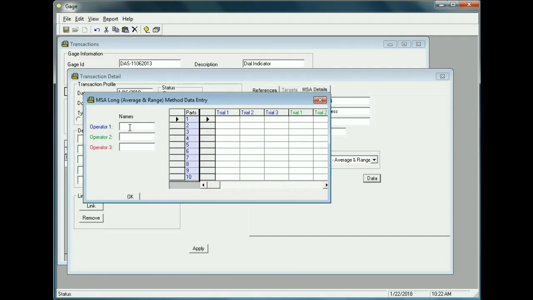Now, we have color-coded the columns so that the first 3 columns here, in blue, represent operator number 1. Let's say operator number 1 was Don. You don't have to put in a name here if you don't want to, but we will, just for illustration purposes. Then the next 3 columns are green, and that represents operator 2. Let's say that happens to be Linda. And the remaining 3 columns will be for the 3rd operator, and let's say that happens to be Susan.